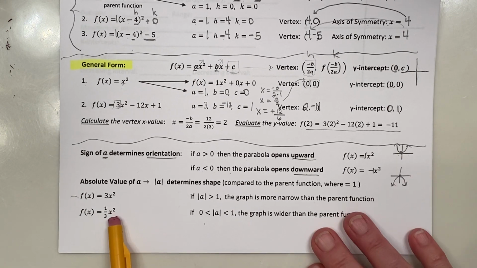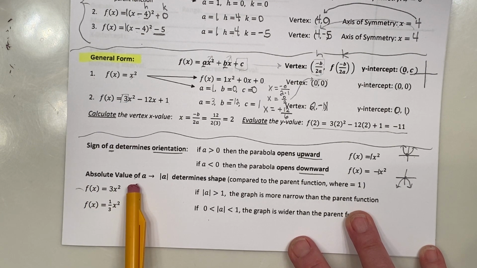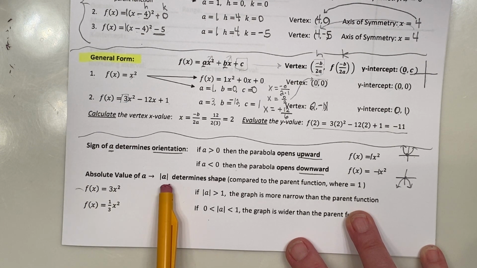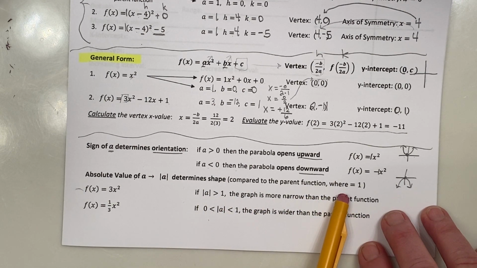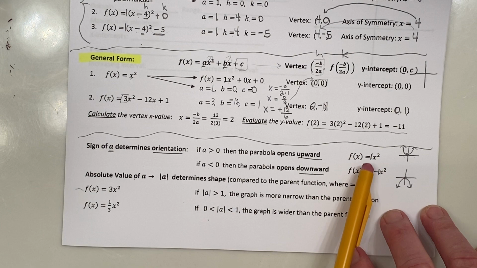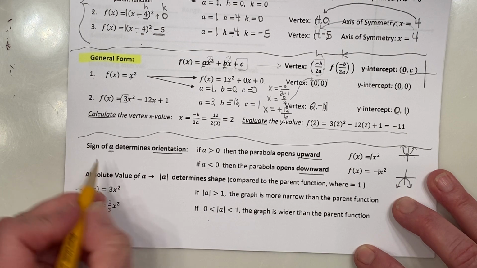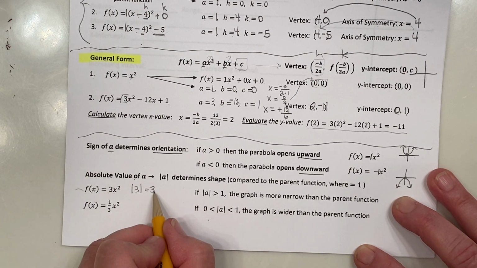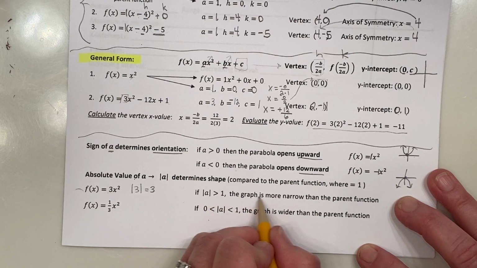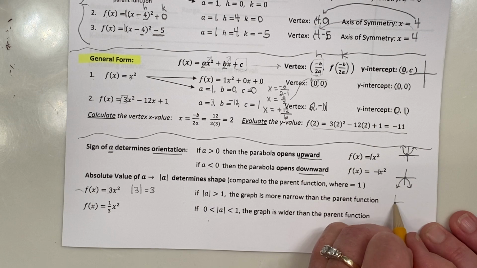All right, one other thing that we don't really spend time on is that the absolute value of a determines the shape as it compares to the parent function. When on the parent function a is 1. So like for example, this a value right here, it's 3. The absolute value of 3 is still 3. And because 3 is greater than 1, the graph is more narrow than the parent function. So it's going to be skinnier.